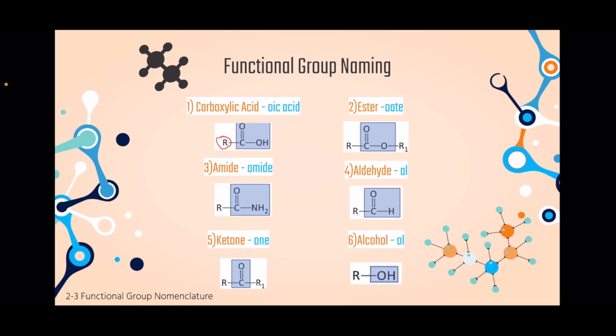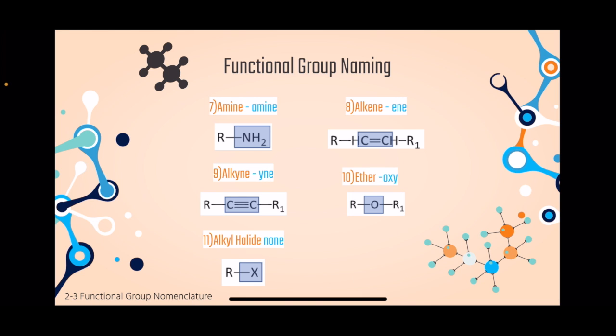Ketones are just a double bonded oxygen on the carbon, and it can be beside or between any two R groups, and it ends in -one. For alcohol, it's just an OH group attached to any R group, and it ends in -ol. Amines are similar to amides, except they do not have the double bonded O, so it's just an NH2 group bonded to any R group, and it ends in -amine.